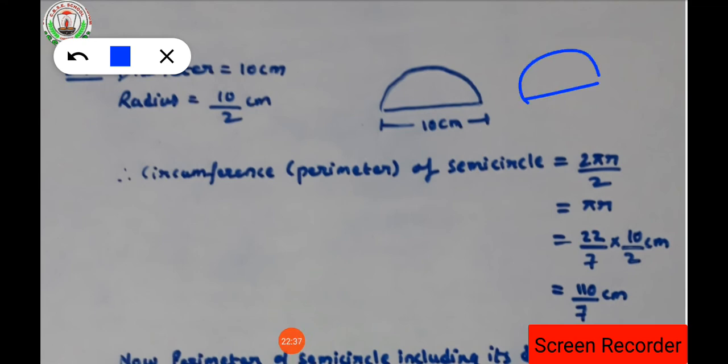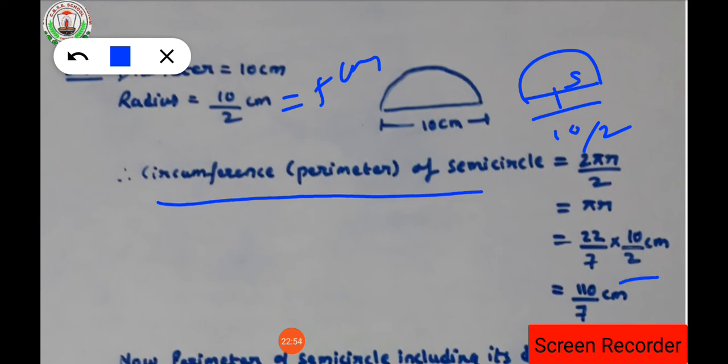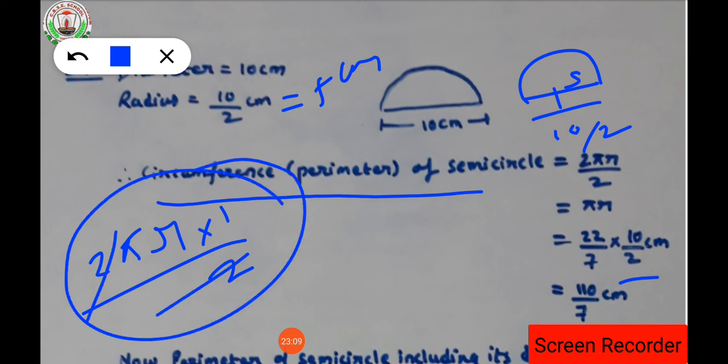Similarly, this is a very simple question. A semicircle is given, its diameter is given as 10 centimeter. With the help of this diameter we can easily find its radius. So radius will be 5 centimeter, isn't it? If we are not going to divide, we can directly take its radius. So what is the circumference of a circle? The formula is 2 pi r, isn't it? Since we are talking about the semicircle, that means it is half. So the formula will be multiplied by half.